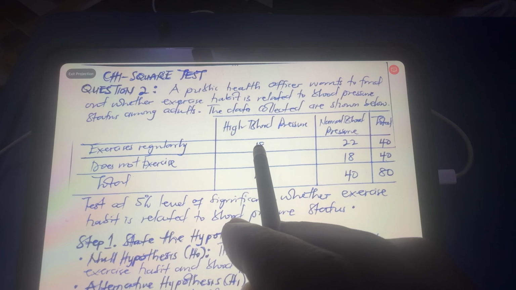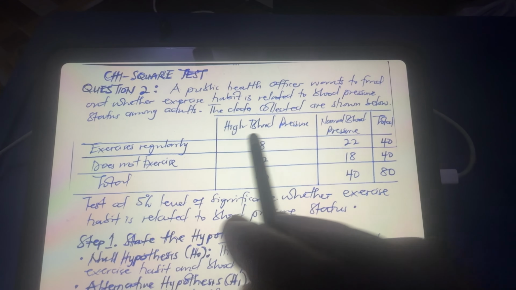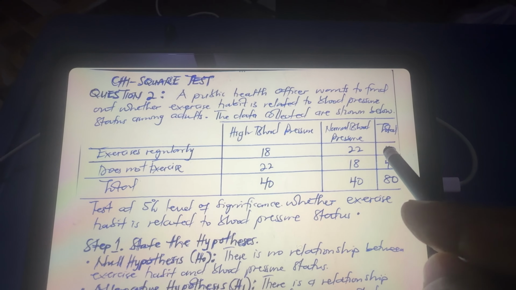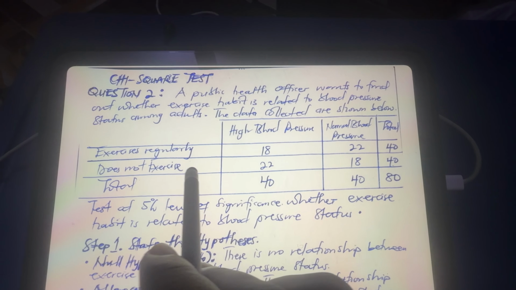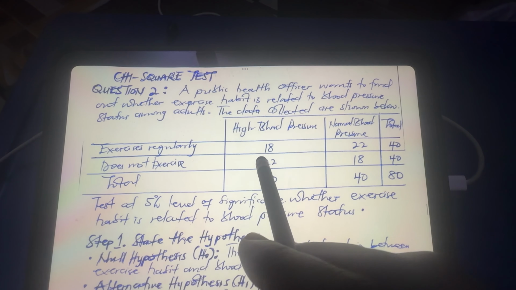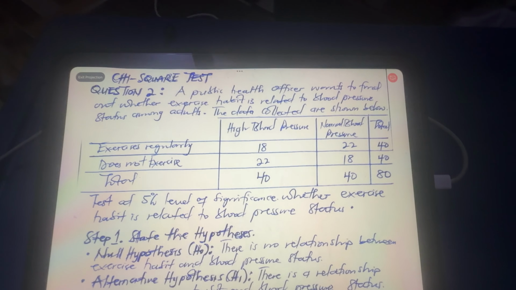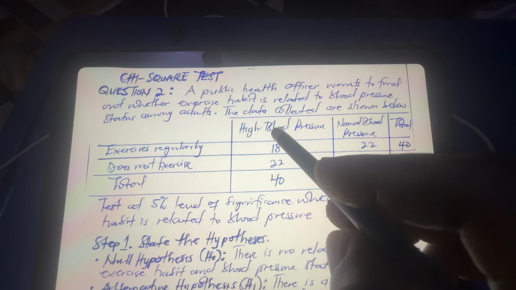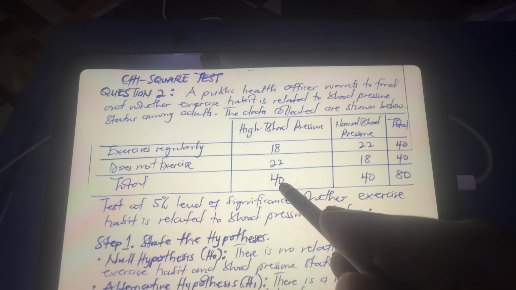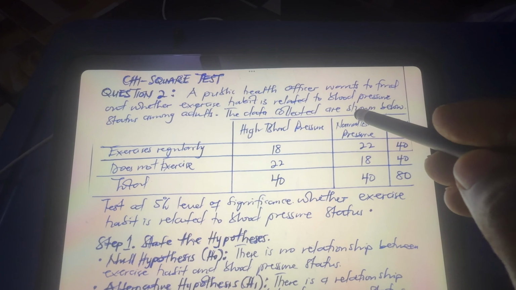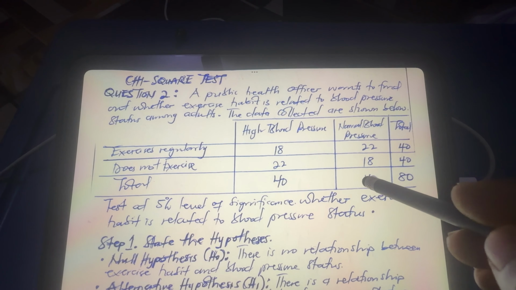Now, if you want to know the total number of people who exercise regularly, you use this row. So, it's 18 plus 22, that is 40. If you want to know those who do not exercise regularly, their total number is this row, 22 plus 18, that is equal to 40. If you want to know the total number of people with high blood pressure, that is this column. So 18 plus 22, that is 40. If you want to know the total number of people with normal blood pressure, it is this column, 22 plus 18, that is equal to 40.